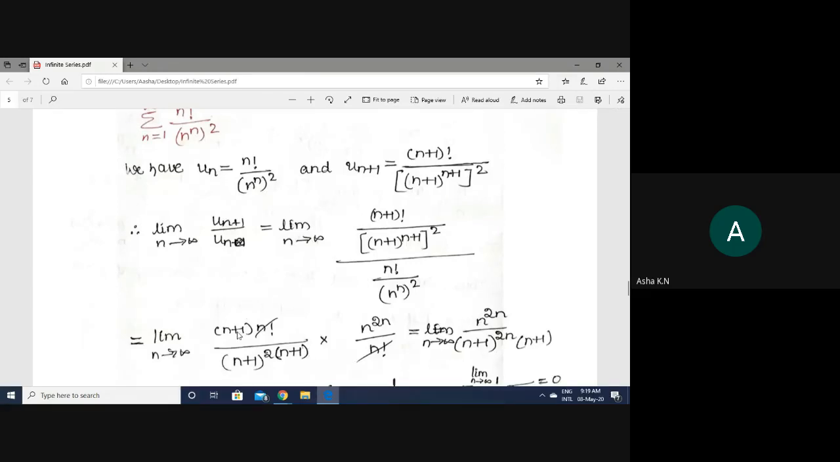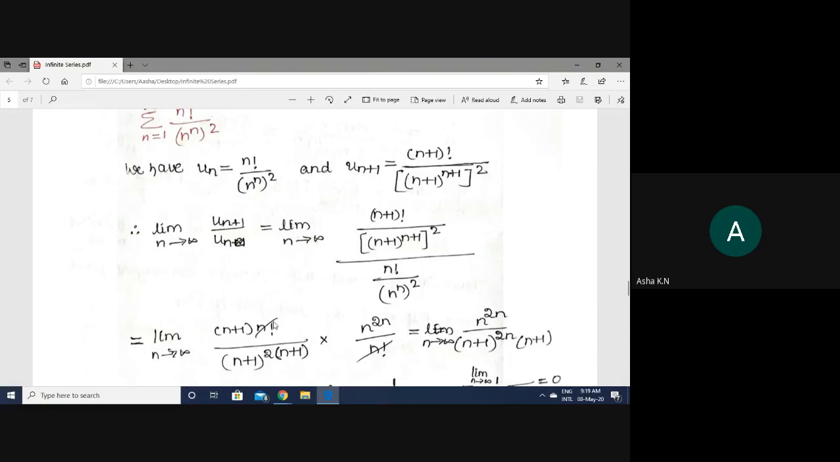See here, n plus 1 is there in the numerator. In the denominator we have n plus 1 power 2n, then n plus 1 power 2 into 1, so 2. n plus 1 whole power 2, n plus 1 whole square. So in the denominator you actually have n plus 1 power 2n and n plus 1 whole square.